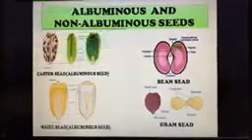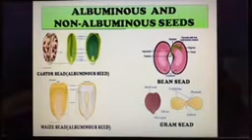So when the seeds start germinating, the nourishment is provided by the cotyledons, right? Here the cotyledons are very much thick due to reserve food material. So bean seed and gram seed are examples of non-albuminous seed.